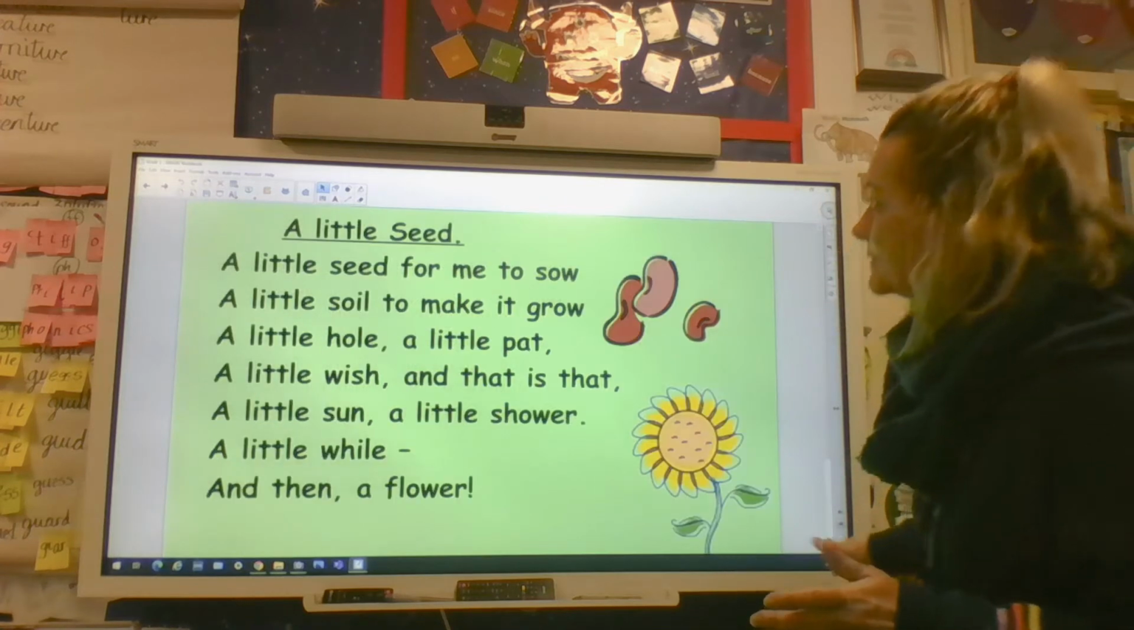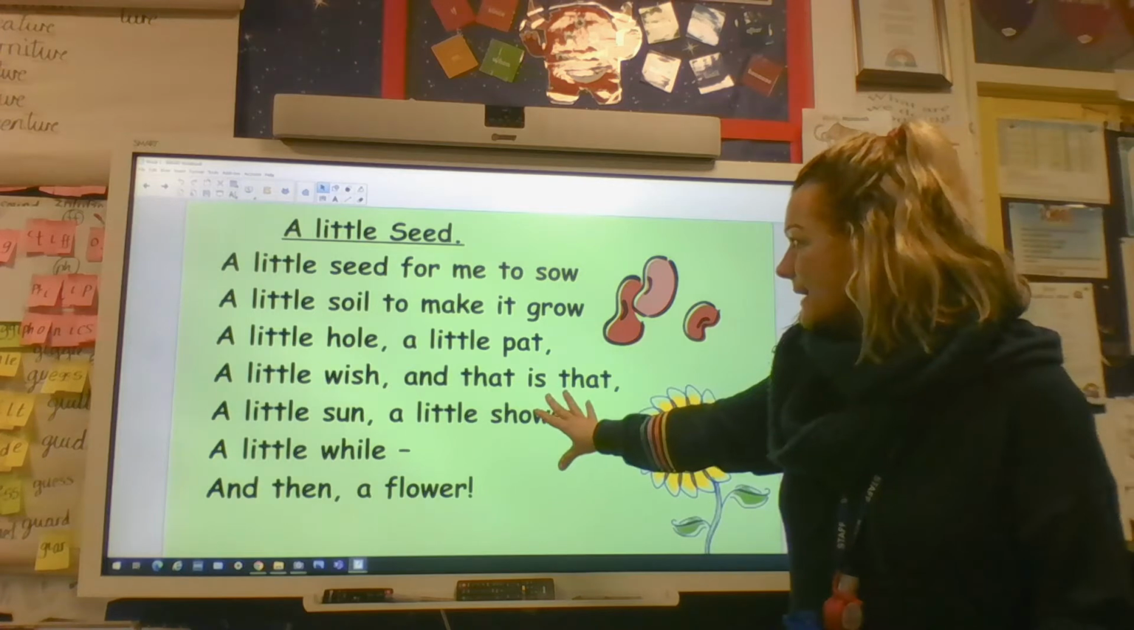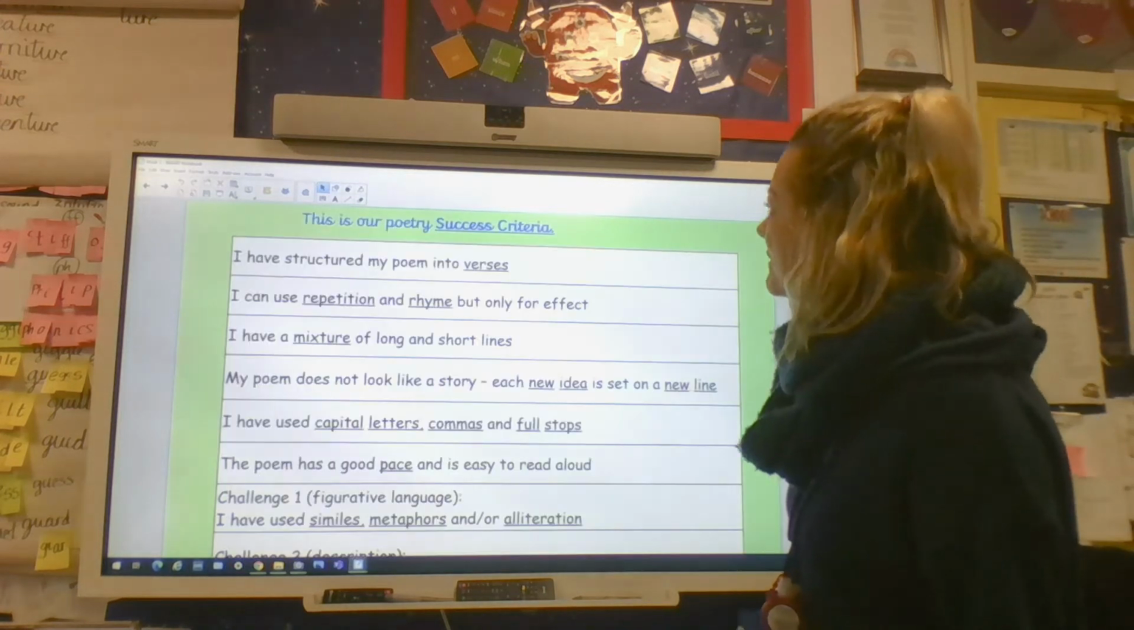We've got another poem to look at, A Little Seed. Nice short poem. I won't read it through. I think you can manage this. So, A Little Seed, rather lovely, to do with plants and growing.